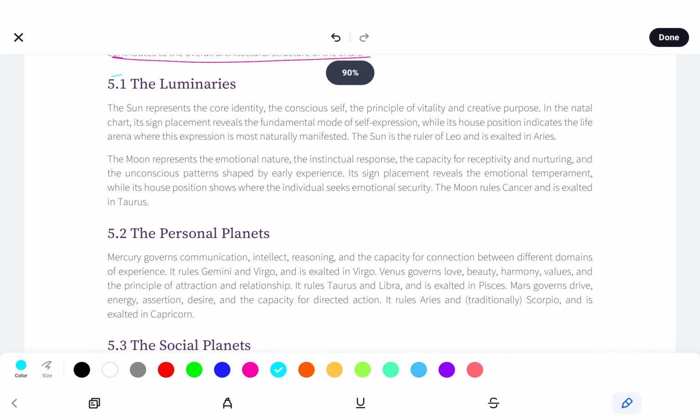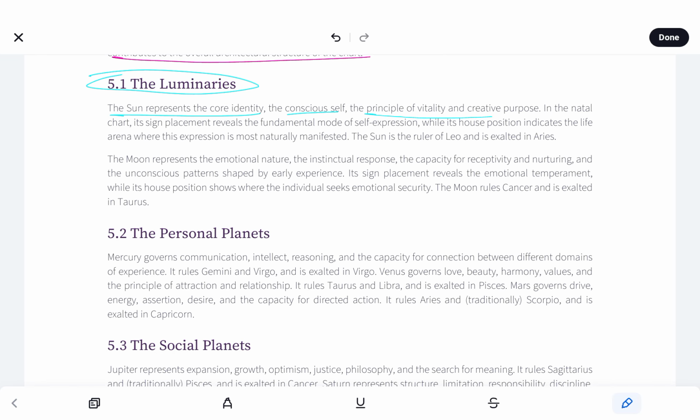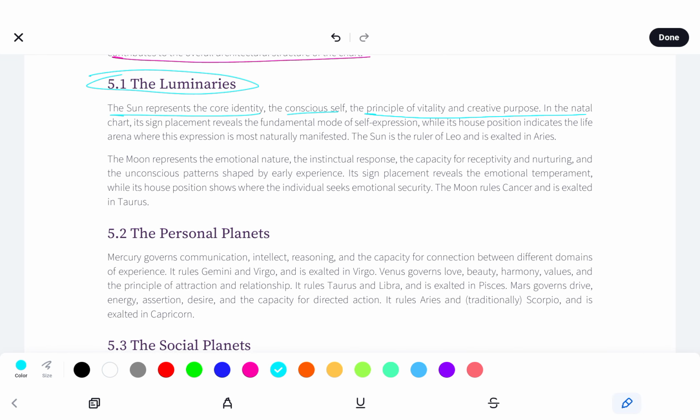So the luminaries. The sun represents the core identity, the conscious self, the principle of vitality and creative purpose. The natal sun's sign placement reveals the fundamental mode of self-expression, while its house position indicates the life arena where this expression is most naturally manifested. The sun is the ruler of Leo and is exalted in Aries.